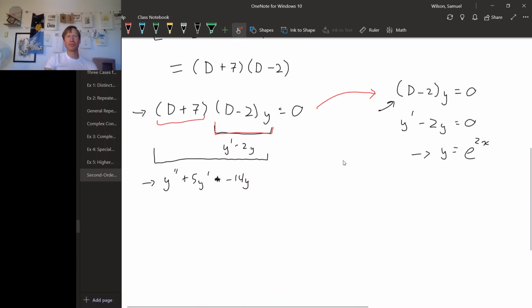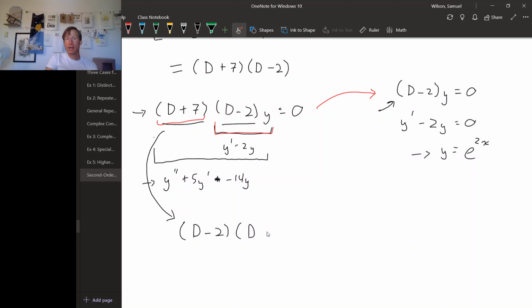But what about the other solution? Well, here's the magic of constant coefficient equations. Because these are constant coefficient differential operators, we can actually turn them around like this. They commute. Now that might look obvious, but I'll show you in a minute that this is actually a special property of constant coefficient differential operators.